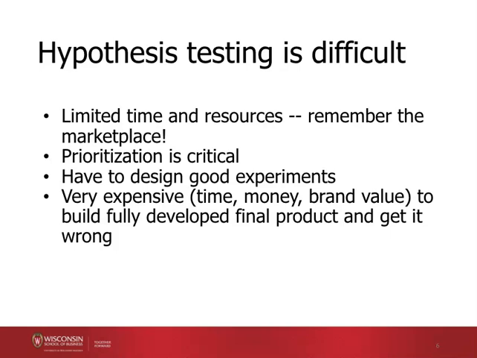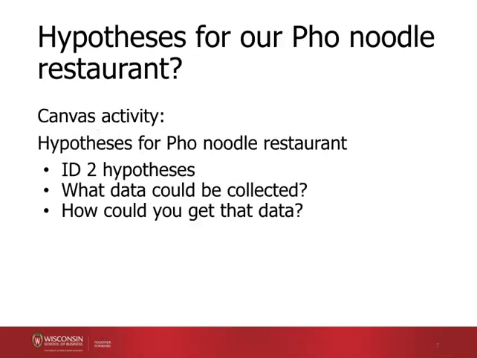Prioritization is critical. Figuring out where to expend your effort and which experiments to run to test hypotheses is really, really important. You need to design good experiments. That turns out to be usually the single biggest challenge, is designing experiments that get you the data that you need. The bottom line is that it's very expensive to build a fully developed final product and then have it turn out that that was the wrong product to develop. And this is why we want to encourage rapid experimentation.